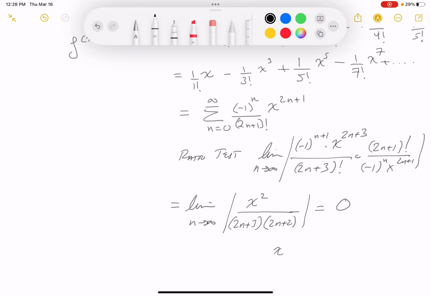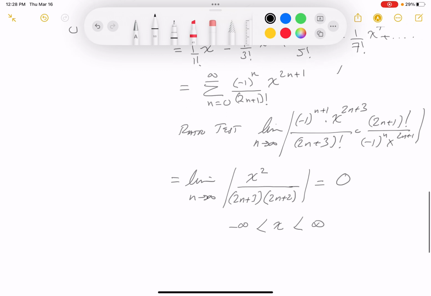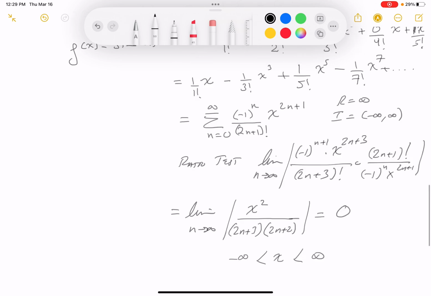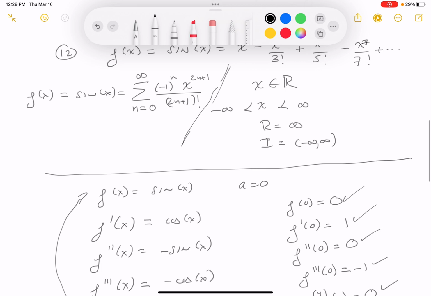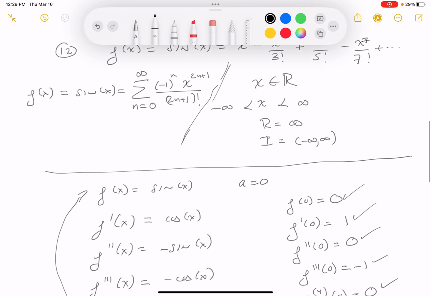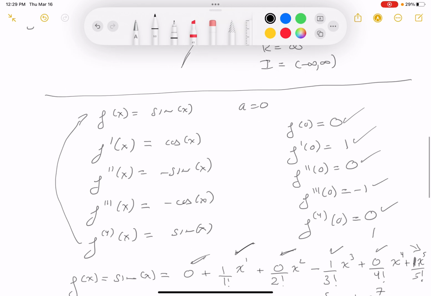So what could x be? It can be any number between minus infinity and infinity. All right, so what's the radius for this thing over here? Infinity. What's the interval for this one over here? Minus infinity to infinity. I want to make sure I wrote that up here for you. And I think we did, that's number 12, right? Yeah, we wrote that down. Same exact thing.